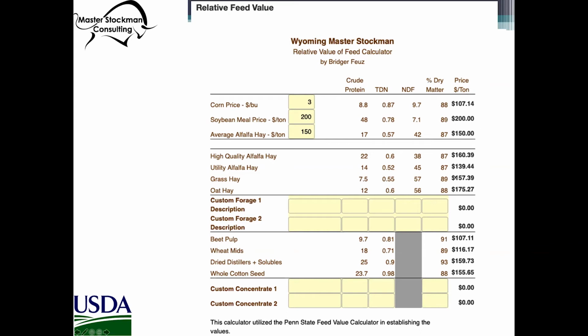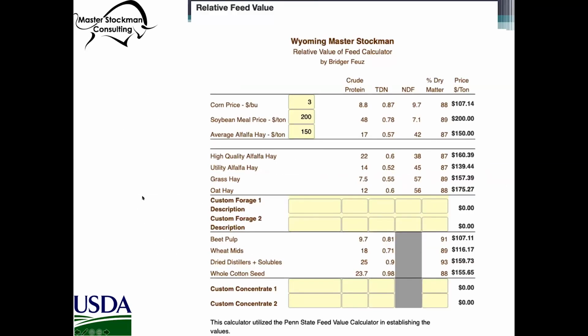And then the rest of the calculator, which is helpful for you, shows you, based on these three feed types, some of the most common and easiest to get prices on, what other feedstuffs are worth. So what's utility alfalfa hay worth? If these three are worth this per ton, utility alfalfa hay is worth $139.44 a ton. What's oat hay worth? Well, it's worth $175 a ton. What about wheat mids down here? They're worth $116 a ton. Or maybe dried distillers and solubles, $159, or some cottonseed, $155.65.